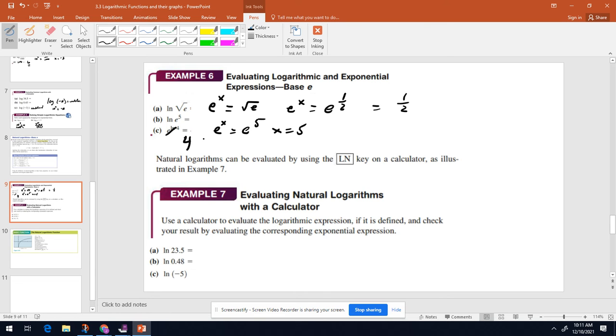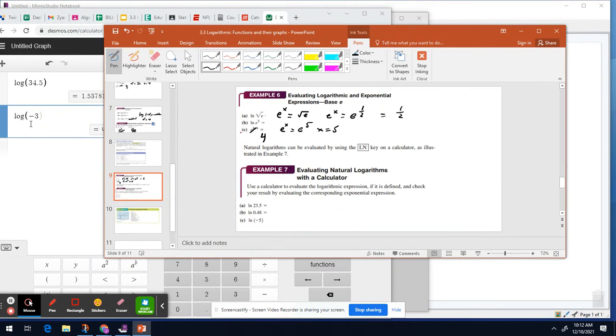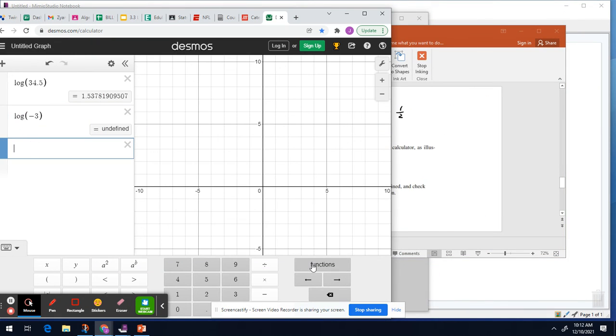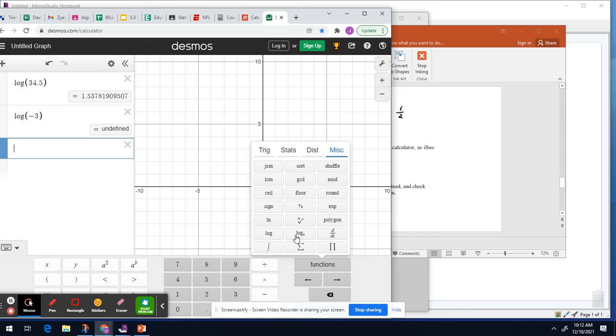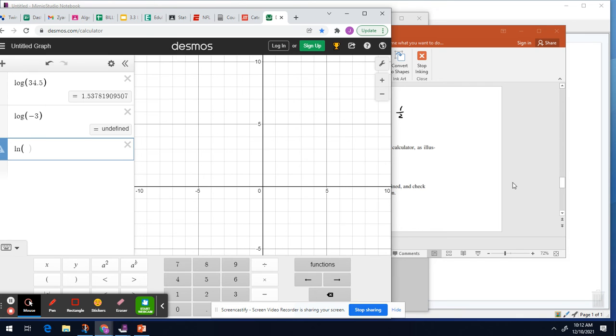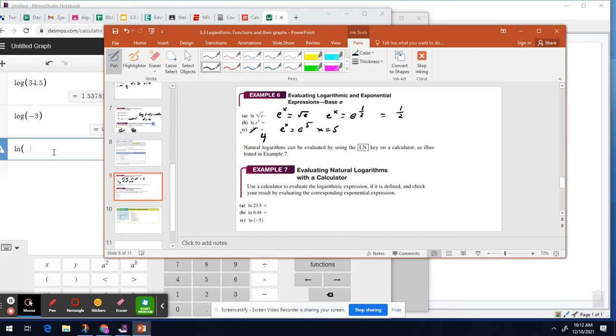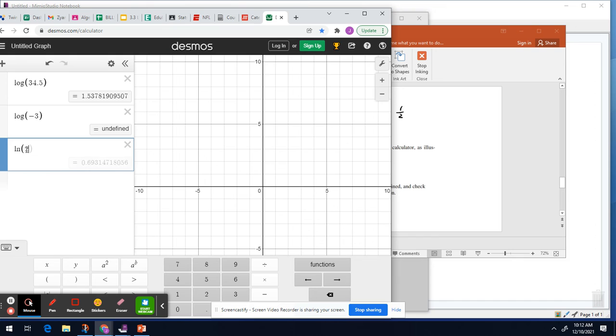Okay, so take a look at those. I want to make sure I show you the calculator. So again, if you see this, we're going to pull up Desmos, and we're going to go to the functions. You'll see the little ln button right here, and then just enter whatever it's asking you, 23.5, and it gives us our decimal answer. We would round it to whatever it tells me.